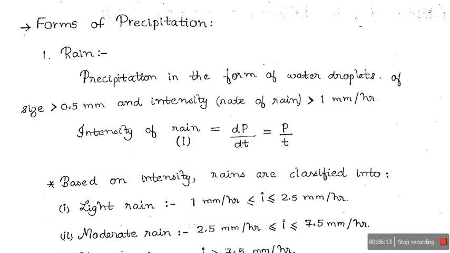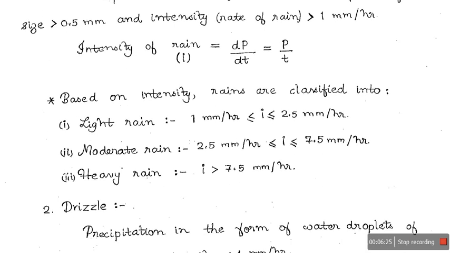What is meant by intensity? It is the depth of water per unit time. Based upon the intensity, rain is classified into different types. The first one is light rain, which has an intensity of 1 mm per hour and less than 2.5 mm per hour. If the intensity of the rain is in this range, we call it light rain. If the intensity is between 2.5 and 7.5 mm per hour, we call it moderate rain. If the intensity is greater than 7.5 mm per hour, we call it heavy rain.